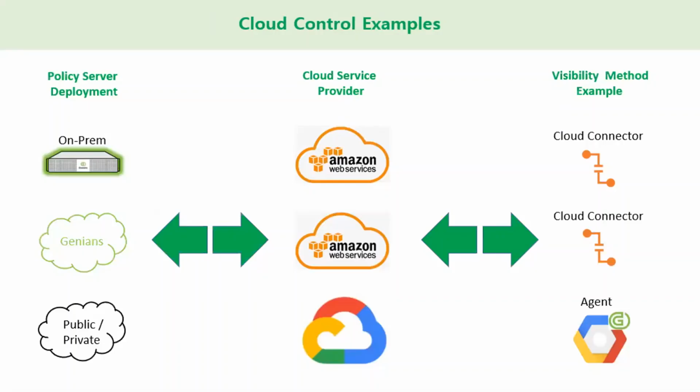So now, how do you actually control access in the cloud? We have visibility, so now we need to control. Of course, we know the policy server can reside anywhere. Your service provider in the cloud is not really relevant, and we can use some different control mechanisms. We'll talk more about the cloud connector and the agent option.